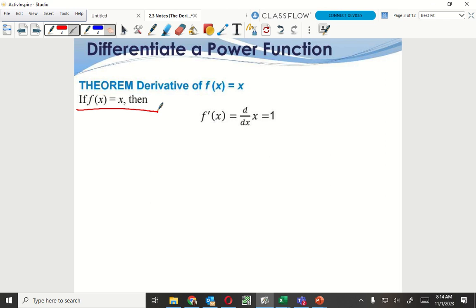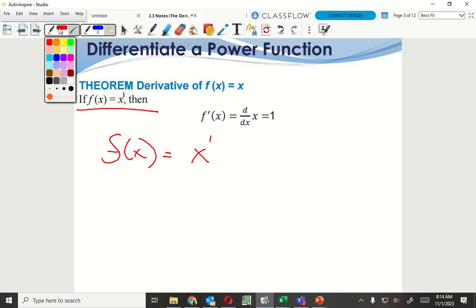Okay. If it's just x by itself, the function by itself is x. If you guys remember the rule that we had. So f of x equals x. And I'm going to put the 1 right here just in case. What number is in front of my variable? 1. There's a 1 there, right? It's implied that there is a 1 there.